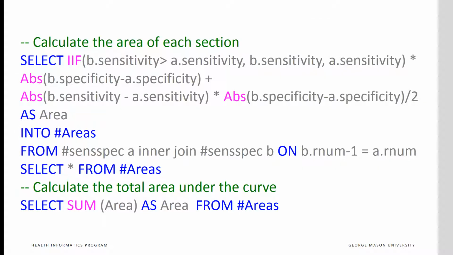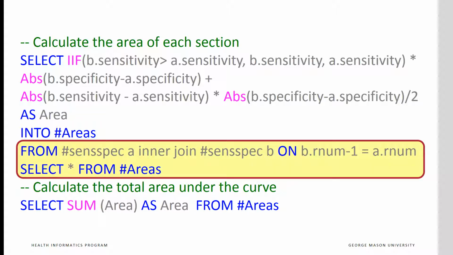This SQL code calculates the area within each trapezoid and sums these areas to calculate the area under the receiving operating curve. This code takes the sensitivity and the specificity of adjacent columns of data. We are joining the ordered table of calculated sensitivity and specificity with itself and telling the computer to select the next row in the data. This method of joining assumes that the data are ordered by the cutoff values.